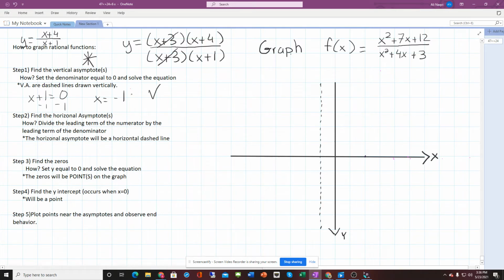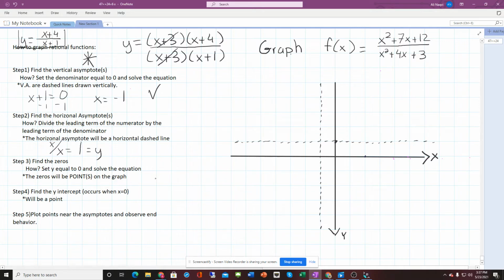Now to find the horizontal asymptote, you divide the leading term in the numerator, which is just x, by the leading term in the denominator. All I have to do is look here now. So I divide x by x, and I get 1. And that's going to be referring to y. It's going to be a horizontal line at y equals 1. So I have my horizontal asymptote.